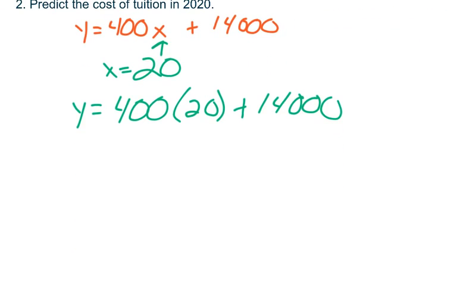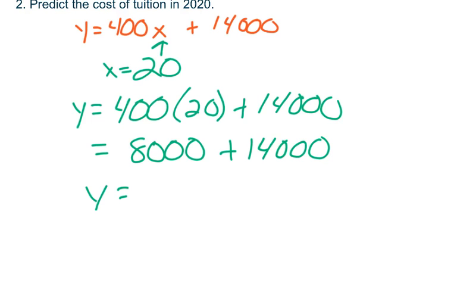Let's see, 400 times 20. You can use a calculator for this. That's 8,000. 8,000 plus 14,000. When we add those two numbers together, the cost of tuition in 2020 should be about $22,000.